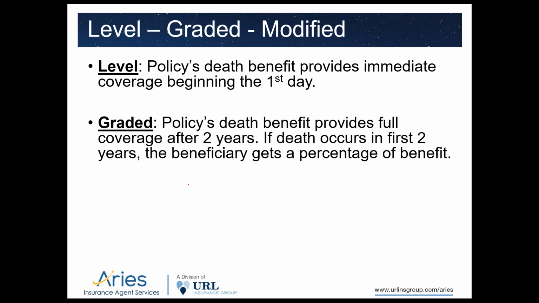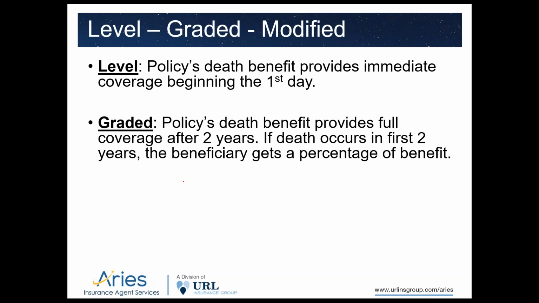What does a graded benefit mean? That means that the policy's death benefit provides full coverage after 2 years. So if the death occurs in the first 2 years, the beneficiary is going to get a percentage of the death benefit. If the client dies in the first year, the beneficiary may only get 30% of the death benefit. If they die in the second year, they may get 60 or 70% of the death benefit. And then in the third year going forward, it's the full death benefit.